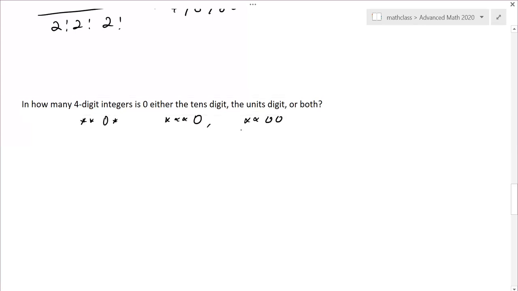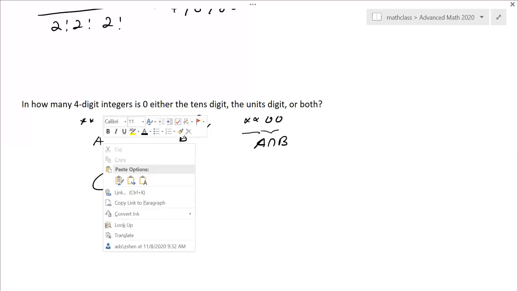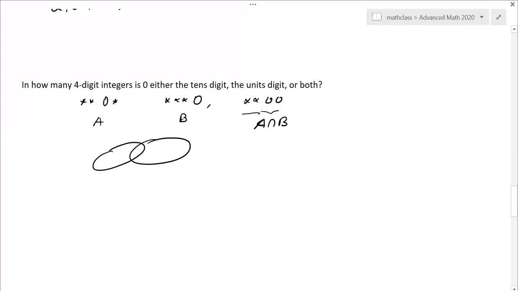But this one is also contained in the first group, okay? So this group is A, that group is B, and that group is actually the intersection of A and B. So you have group A, group B, and they have a common intersection. Because the last case, where the units digit and 10th digit are both 0, belongs to group A and also belongs to group B. So when you count them, you have to be careful. That's A and B.